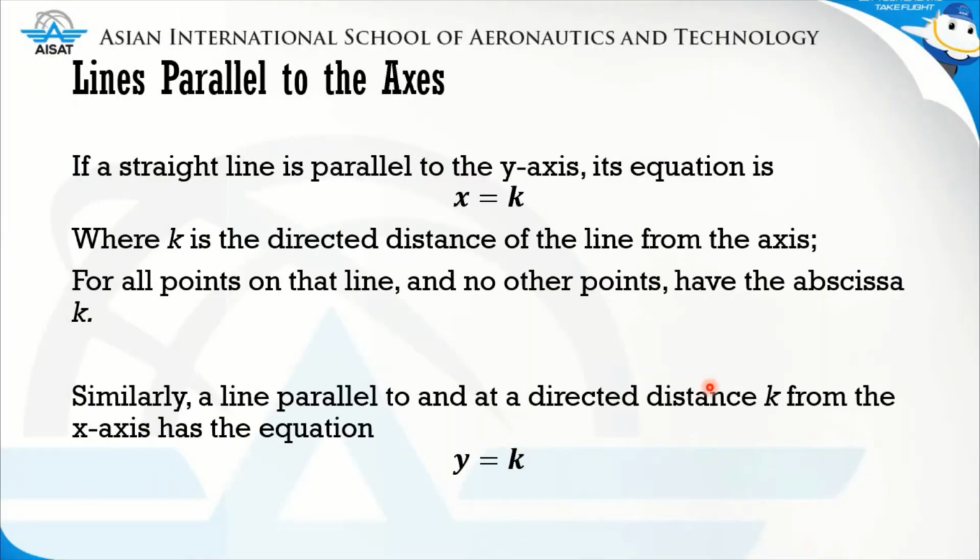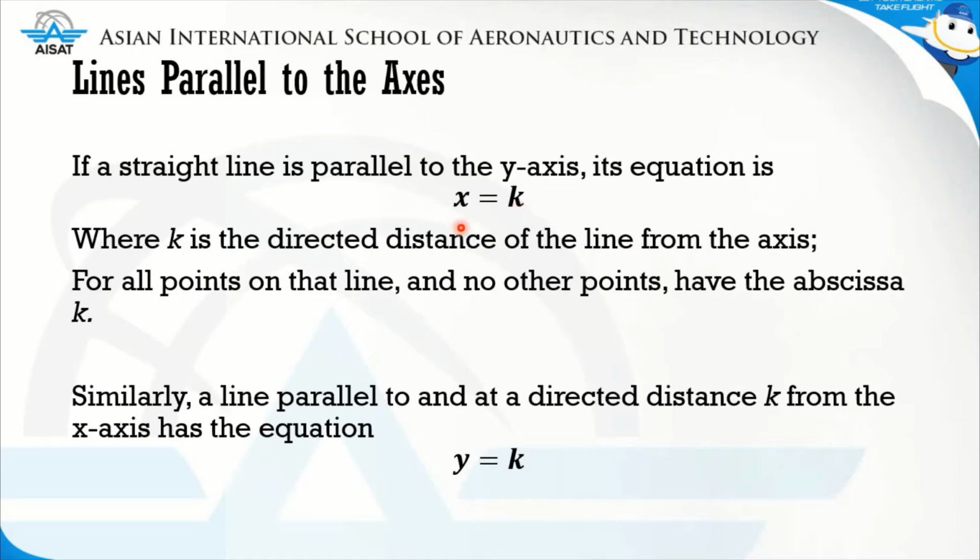Now, if a straight line is parallel to the y-axis, meaning this is a line that is vertical, its equation is written as x = k, where k is the directed distance of the line from the y-axis. If the line is to the right of the y-axis, that means the value of k is positive. And if the line is to the left of the y-axis, that means the value of k is negative.